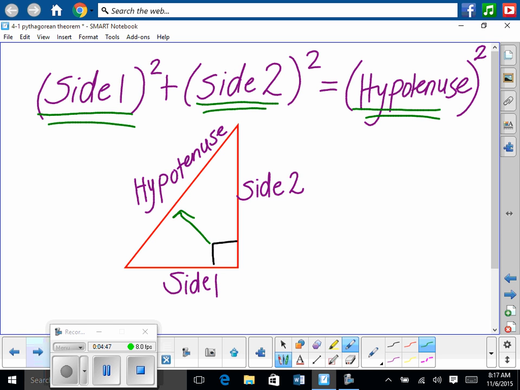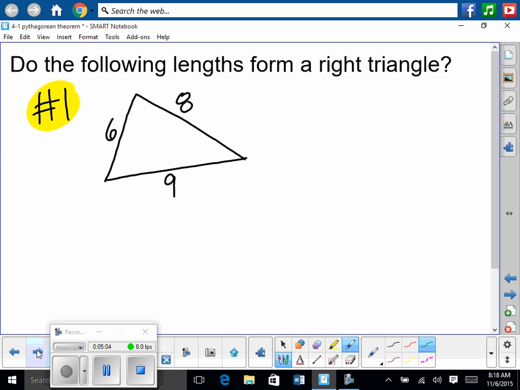All right, so I'll let you get that down, and then we'll just start practicing. We'll use what we learned yesterday as well in a little while. One together. All my examples are going to come from your worksheet, so I'm fine with you working off of that. So it says, do the following lengths form a right triangle.